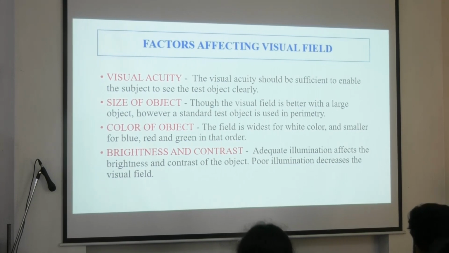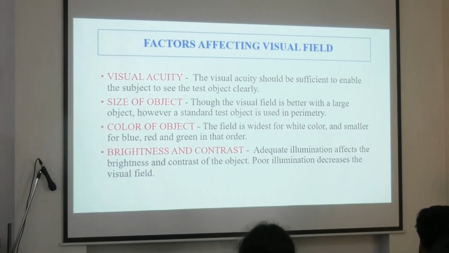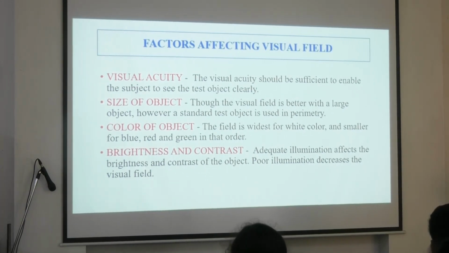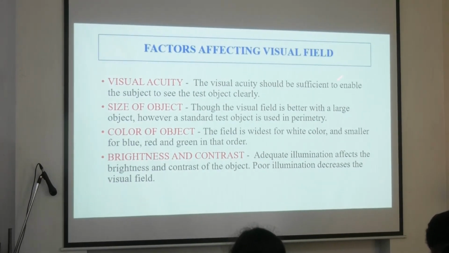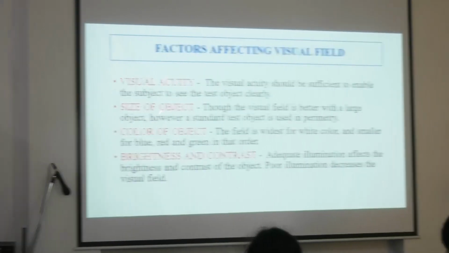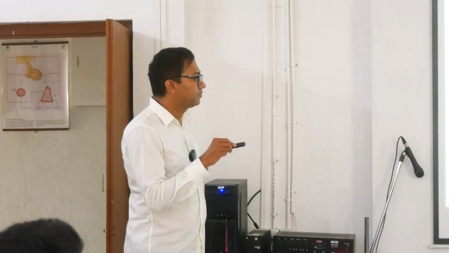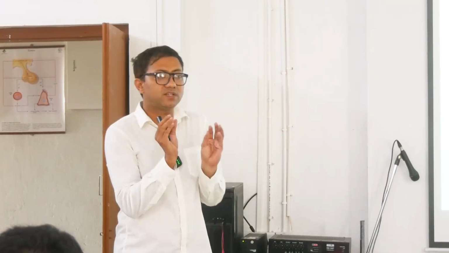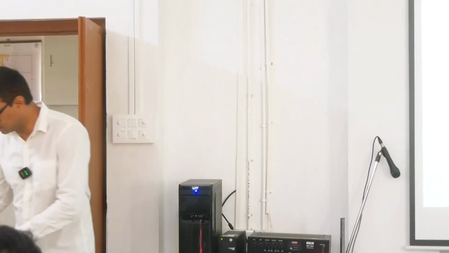Now what are the factors that can affect your visual field? To measure the visual field, visual acuity should be correct. The visual acuity should be sufficient to enable the subject to see the test object clearly. Number two, size of the object. Though the visual field is better with a large object, we use a standard size object.